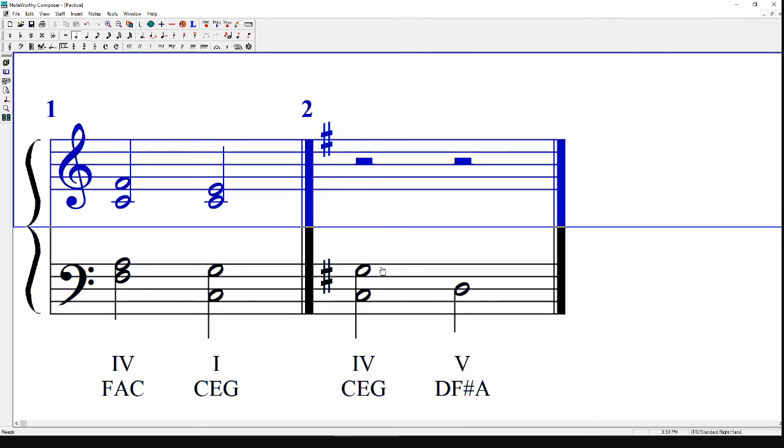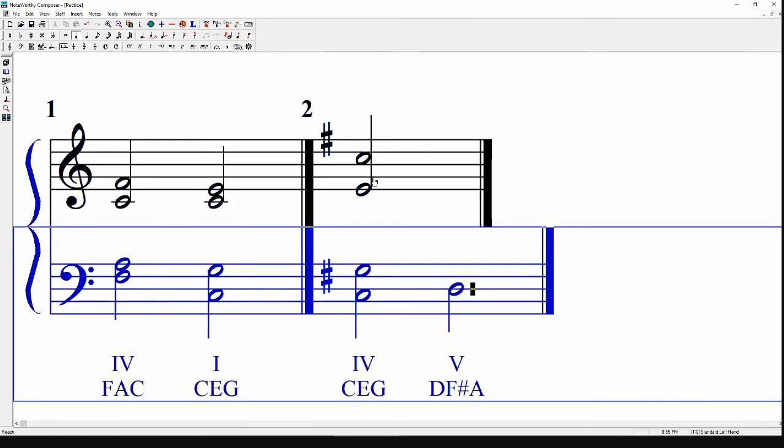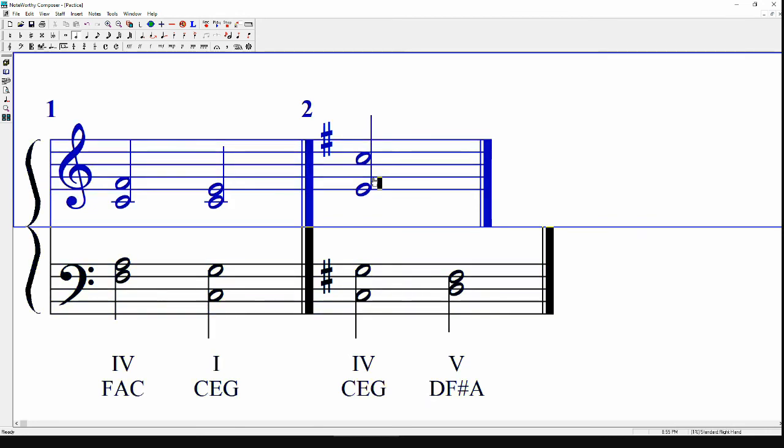So we've got C, E, G. So we've got our G in the tenor, C in the bass, could put an E in the alto, and a C in the soprano. Remember, we're doubling the root. Now, since our bass note went up, the G goes down to an F sharp, the E goes down to a D, and the C goes down to an A.